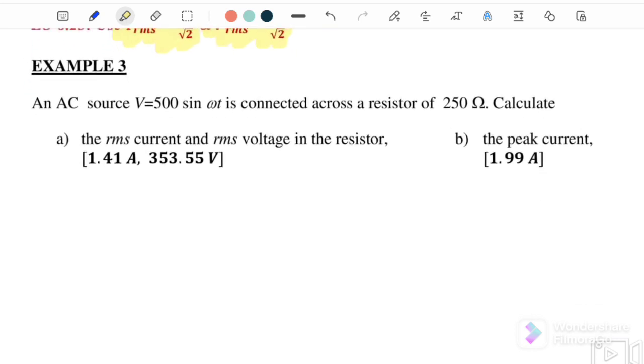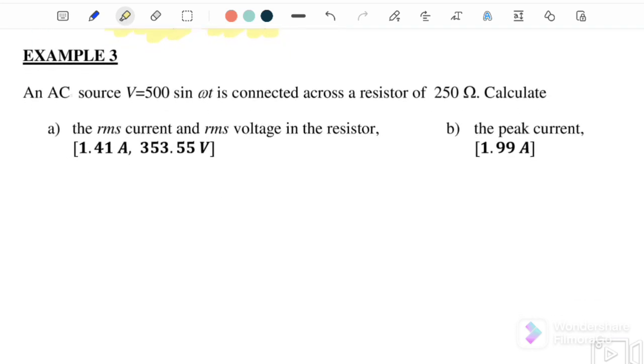Okay, so we continue with example 3. Here they give you the equations. An alternating source V is equal to 500 sine omega t is connected across a resistor of 250 ohm. So number one, calculate the RMS current and also the RMS voltage. This alternating source is connected with the resistor, so I label it as V R for the resistor, and this is our V source.